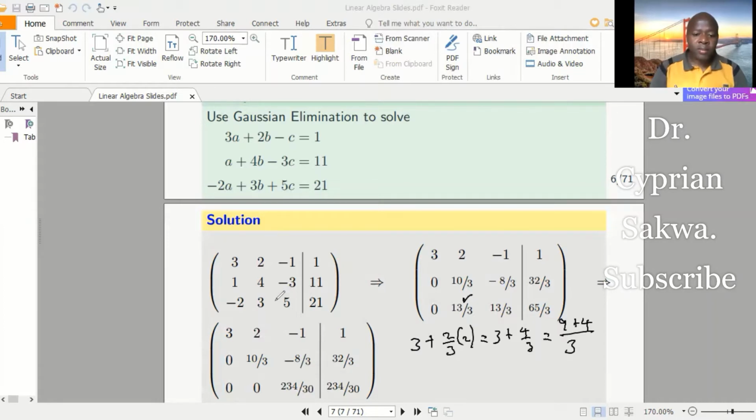What about in this position? I would have 5 plus 2 over 3 of negative 1. The LCM there is 3, and this will be 15 minus 2, and this is 13 over 3. I do the same for this position, and I get 65 over 3.